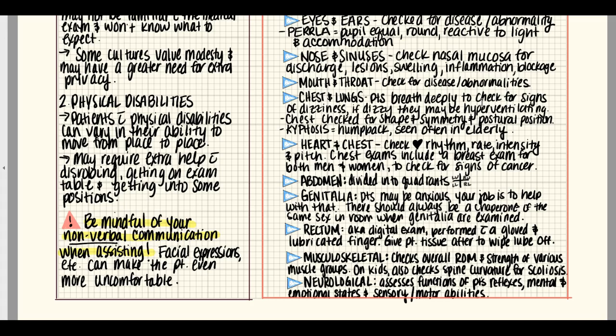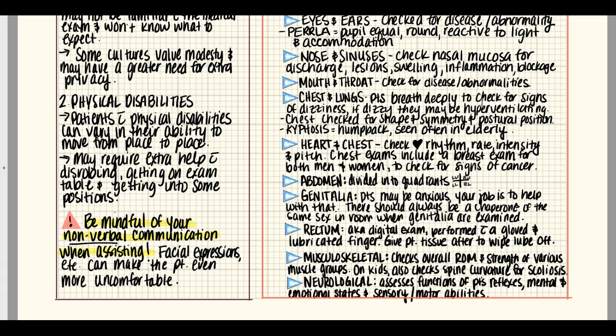The heart is checked for rhythm, rate, intensity, and pitch. Chest exams also include a breast exam for both men and women. The female breast exam is a little bit more invasive than the male breast exam, but both check the tissues for signs of cancer or lesions or anything. The abdomen will be examined too, and it is divided into 4 quadrants. When it is examined, there's the left upper, left lower, and right lower quadrant.